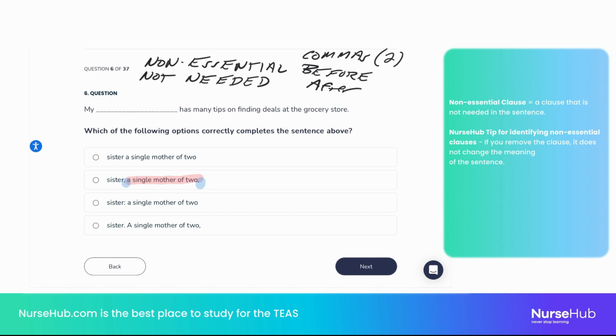Now you might be looking at it and say, well, Johnny, help me understand. Why can't I just say, "My sister, period, a single mother of 2, comma, has many tips on finding deals at the grocery store?" Well, "my sister," period, doesn't make sense as a sentence. You can't go to somebody in the street or in the hallways of your school and say, "My sister." And you're like, my sister what? There is a subject there, but there's no predicate. There's no verb. There's no action. So that is why we use the comma for the non-essential clause, which makes that one the correct answer. All right, so we're going to choose B as our correct answer.